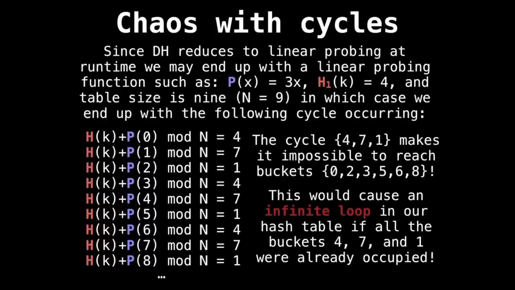So the cycle produces values of 4, 7, and 1, which makes it impossible to reach any of the buckets 0, 2, 3, 5, 6, and 8. So if 4, 7, and 1 are already occupied, that means we're stuck in an infinite loop inside our hash table, and we're not able to insert our key value pair because we're not able to go anywhere else. So this is an issue we have to deal with.